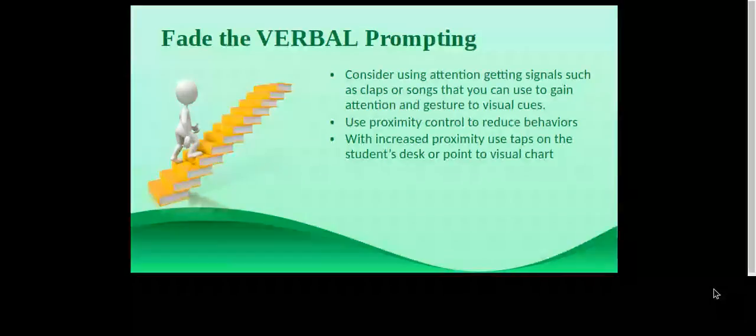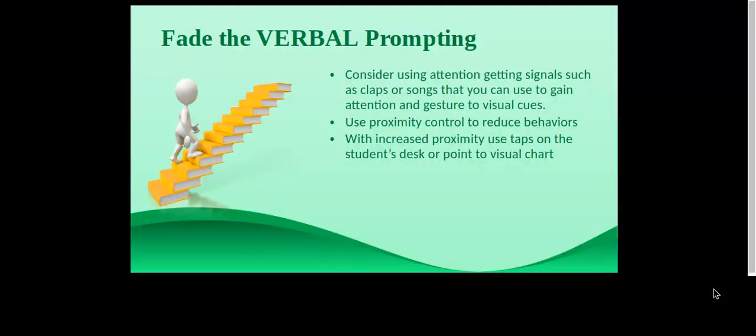Consider using attention getting signals, such as claps or songs that you can use to gain attention, and gesture to visual cues. Again, it goes back to what we were talking about in part one about utilizing a lot of visuals for procedures. If you have those visuals already set up throughout your classroom, this will enable you to then reduce the amount of verbal prompting by referring back to these visual cues.